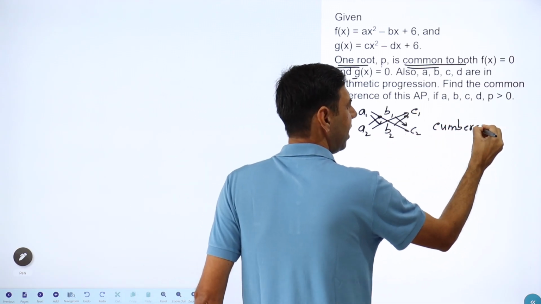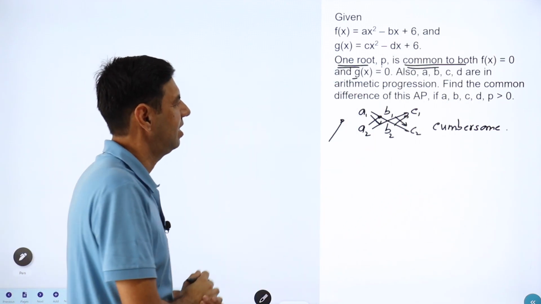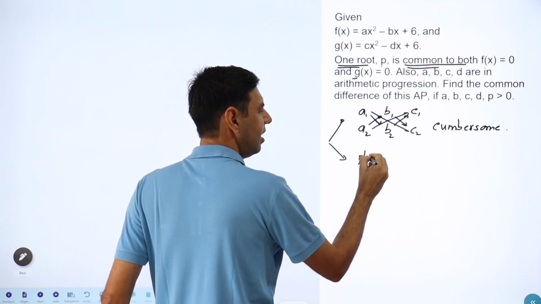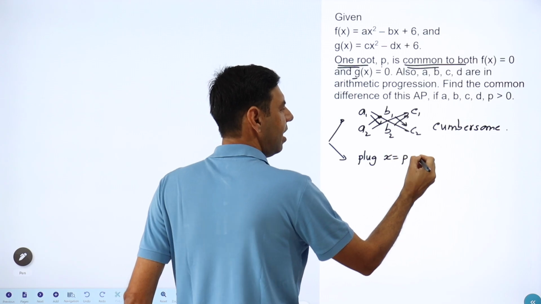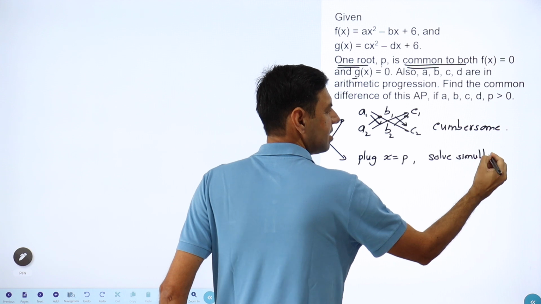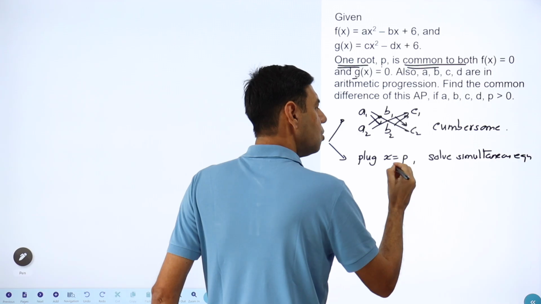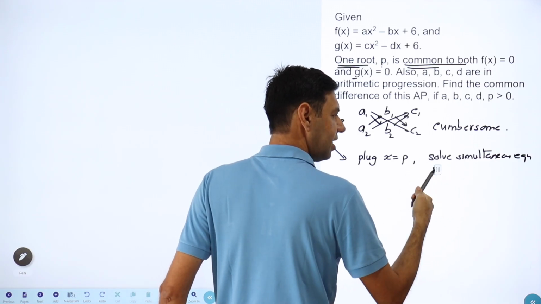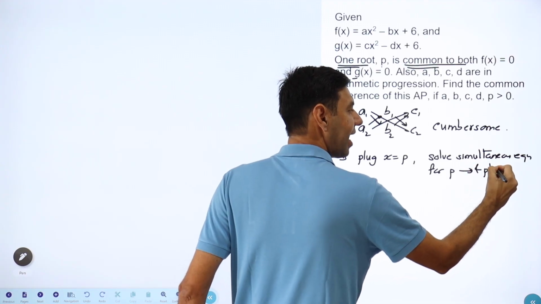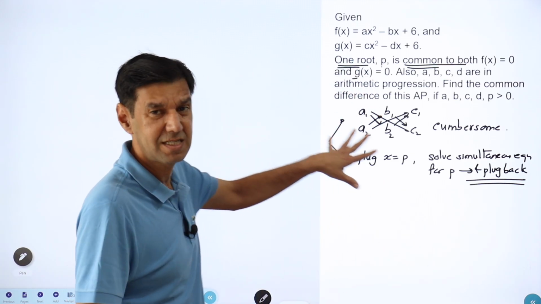So I'm not very enthused about using this, especially in a new type of question. If it's a standard question that I've done earlier, it may be. The other approach is you just plug in the common root, you plug x is equal to p, and solve two simultaneous equations. This is also not very easy. And what is important here is to solve the simultaneous equations for p and plug it back. All this is theory which you should know from your theory, right? This is just a quick revision.